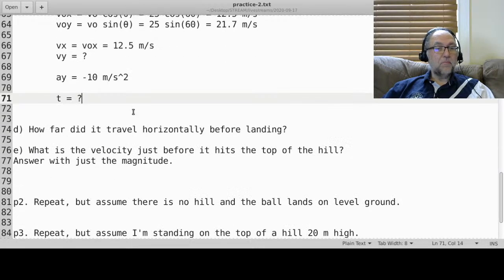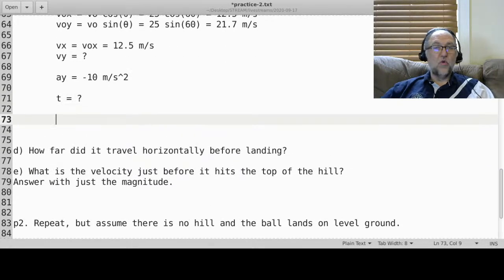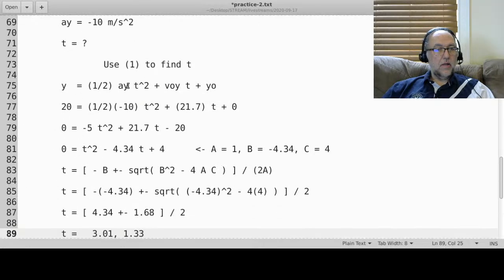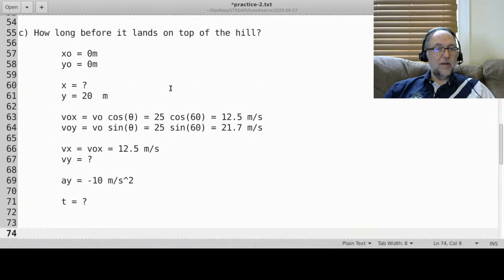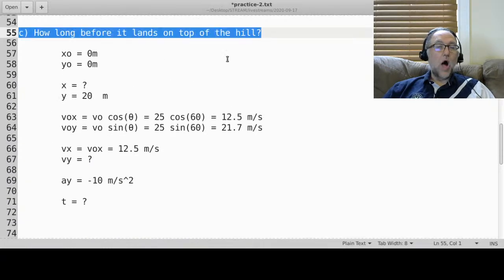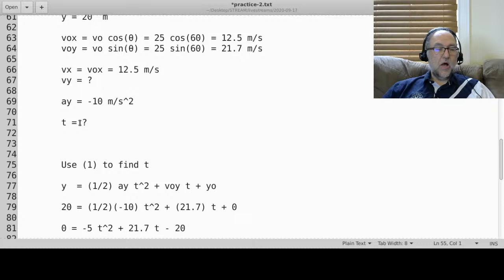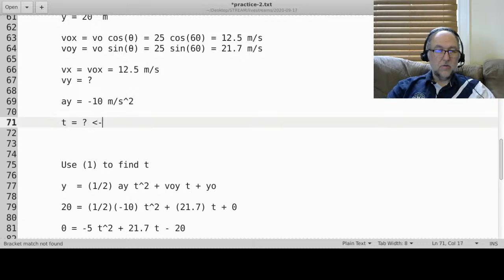Now what? I won't rewrite those four equations, but you're going to relook at those four equations and ask, which one do I want to use? I'm just going to cut and paste a really long answer here, but we'll go through it slowly. A lot of work there, you might have lost track of the question. The question was how long before it lands on the top of the hill. So we're solving for time here.